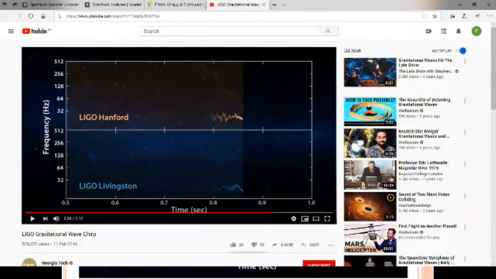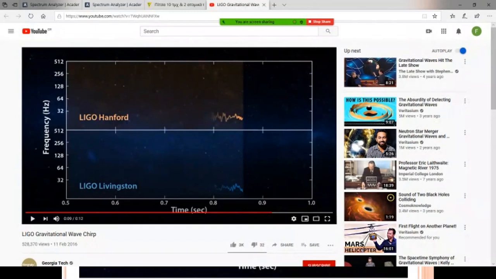Now, this frequency of the gravitational waves is in the acoustic range. So we can easily sonify it and listen to it. And this is what you observe. It's a sweep sound, a sound that increases in frequency with a specific pattern over time. You see it?